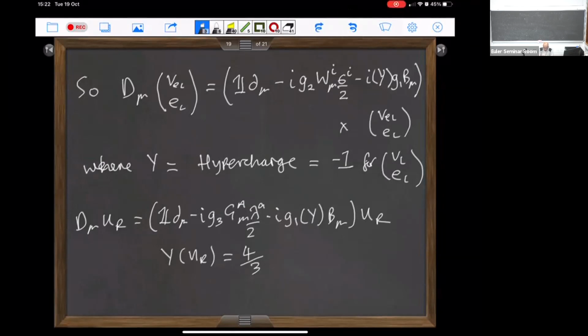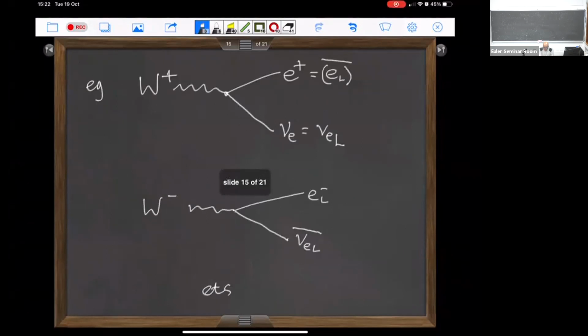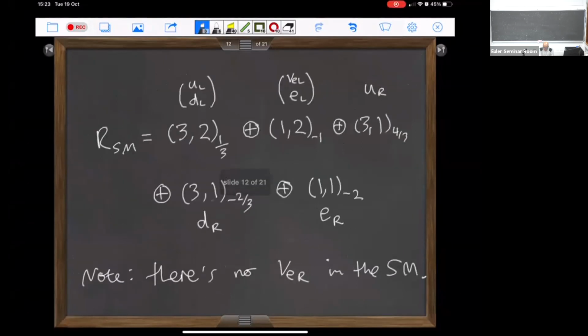On the other hand, we can look at the right-handed up quark, and we see from its representation that it transforms in the (3,1) representation with hypercharge 4/3. That means there's no coupling to the SU2 gauge bosons, but there is a coupling to SU3 gauge bosons, the gluons, and a coupling to the hypercharge gauge boson with charge 4/3.